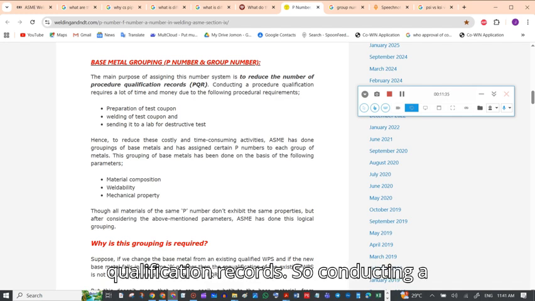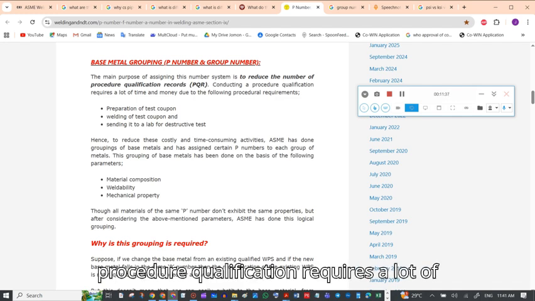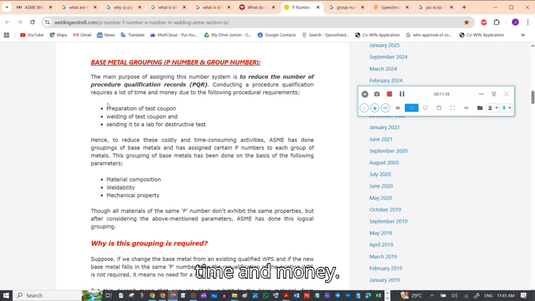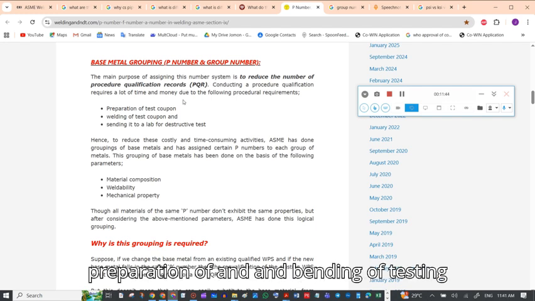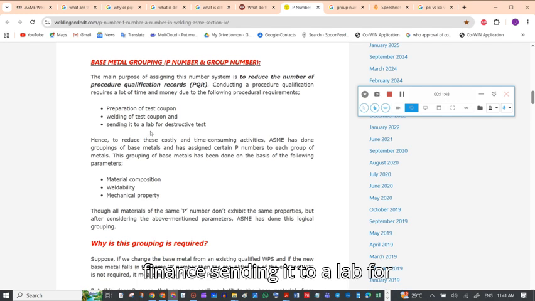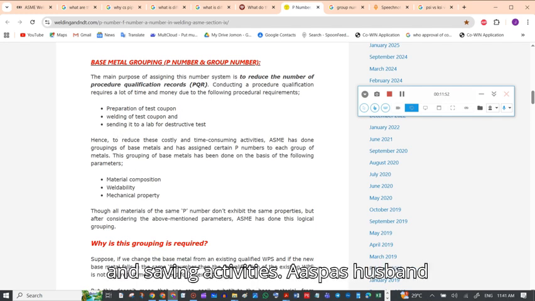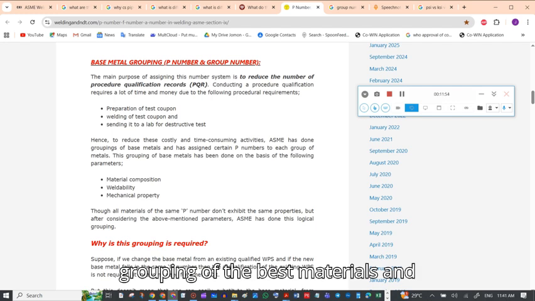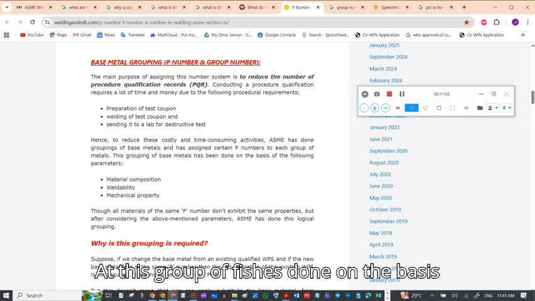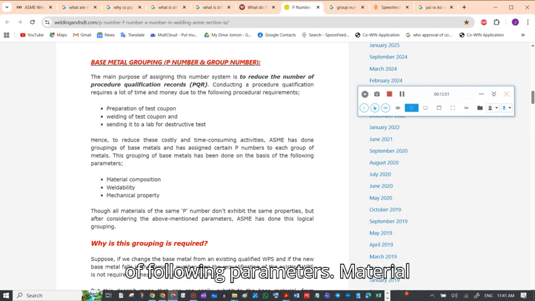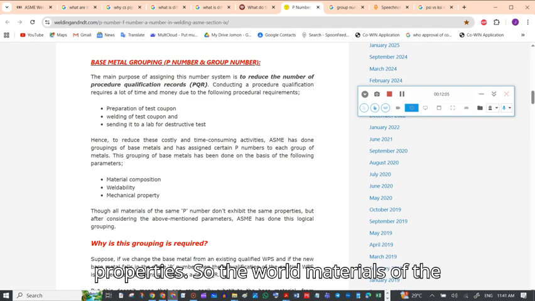So base metal grouping, P number and group number, is to reduce the number of procedure qualification records. Conducting a procedure qualification requires a lot of time and money due to procedure requirements, that is the preparation of weld equipment, welding of test coupons, and sending them to a lab for destructive testing, etc. To reduce this costly and time-consuming activity, ASME has done grouping of the base material and assigned certain P numbers to each group. This grouping is done on the basis of the following parameters: material composition, weldability, and mechanical property.